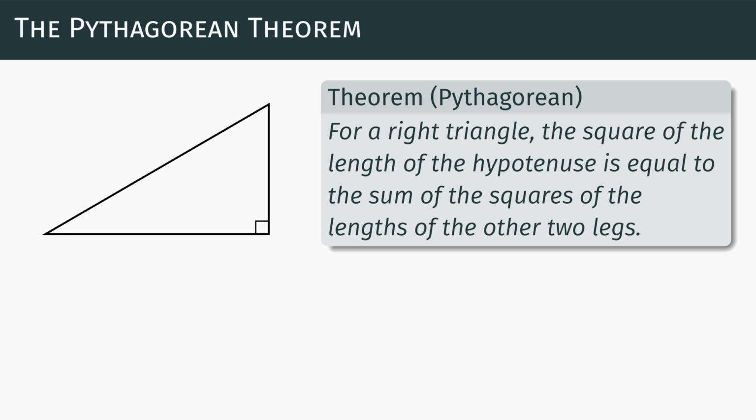Now, that's obviously a bit of a mouthful, but that's how you'll see it written out in a textbook. So let's decode that a little bit. If we put side lengths on those, A and B and C, for the three side lengths, then the square of the length of the hypotenuse would be C squared. That equals the sum of the squares of the lengths of the other two legs. The other two legs are A and B, so a squared plus b squared. So what we've got is c squared equals a squared plus b squared.